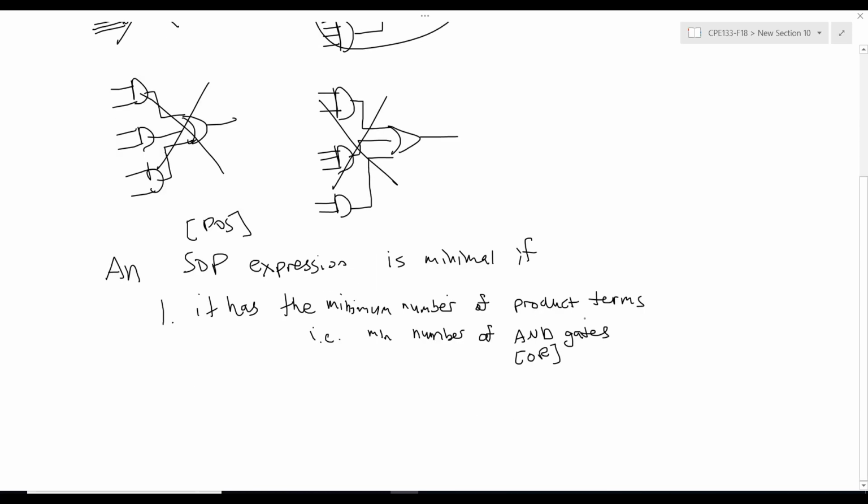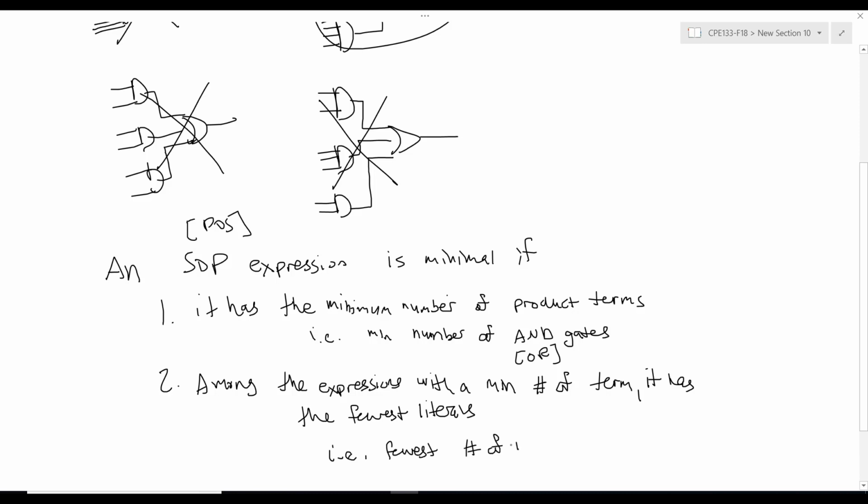So an SOP expression is minimal if, number one, it has a minimum number of product terms, i.e. the minimum number of AND gates, or OR gates if it's POS, and number two, among expressions with a minimum number of terms, it has the fewest literals, i.e. the fewest number of inputs to the AND or OR gates.